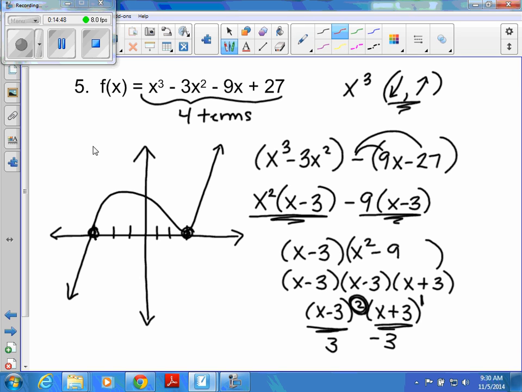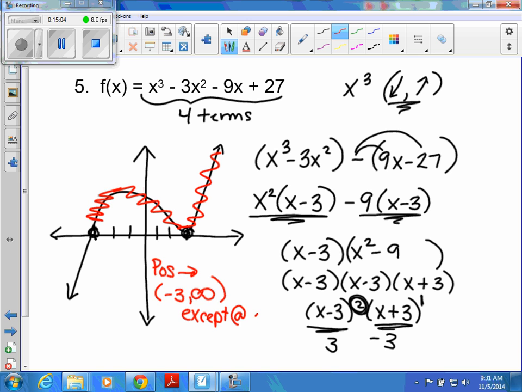Now I can figure out where my graph is positive. It's positive in all the red. So my answer for positive is from negative 3 to infinity, except at x equals 3. Remember, they want everything greater than the x-axis. They don't want to include the x-axis, so that's why I have to exclude this spot. Where's my graph negative? I'm going to color it in green. It's negative from negative infinity to negative 3.